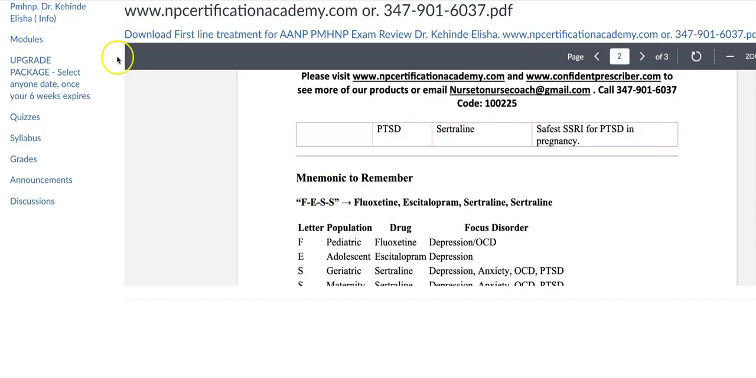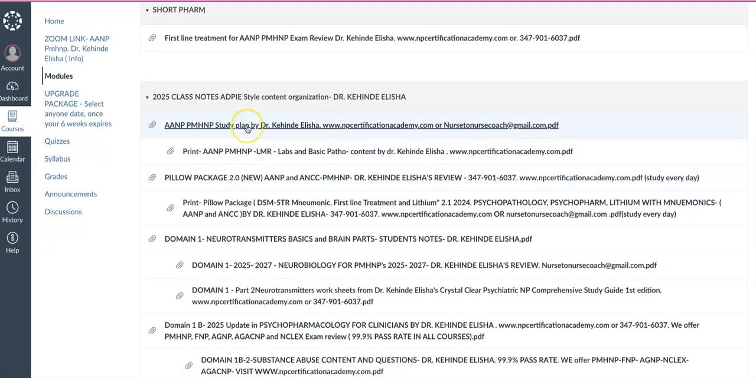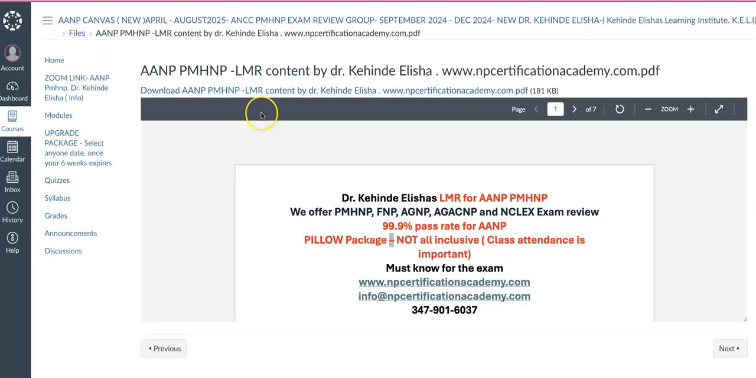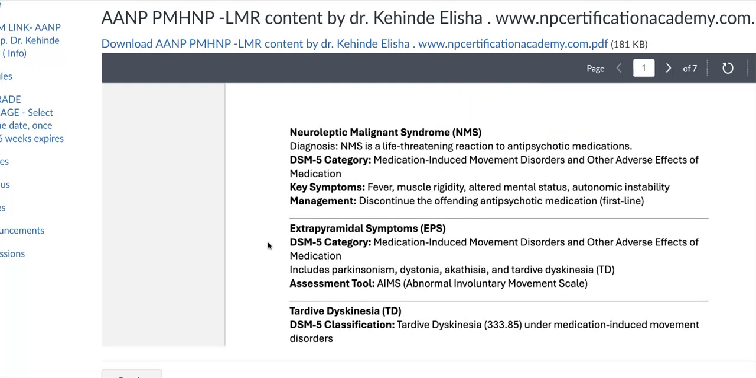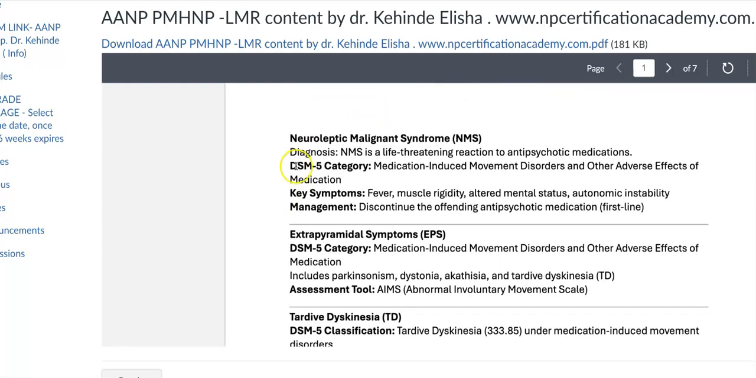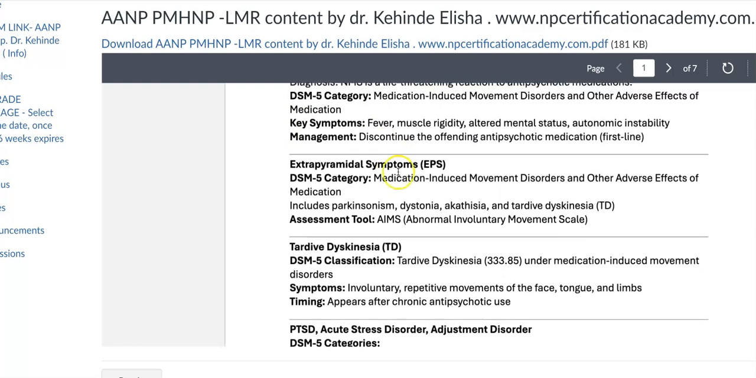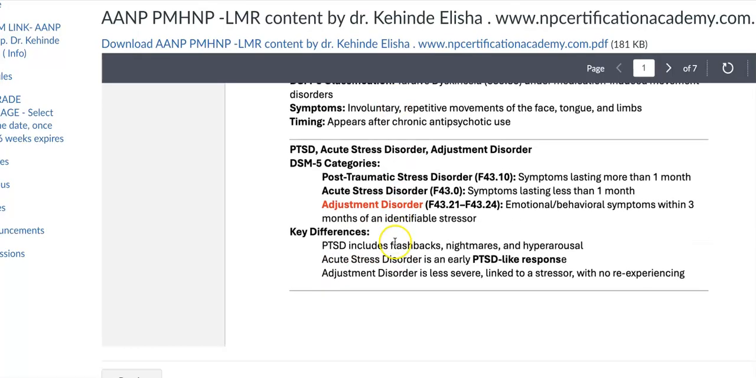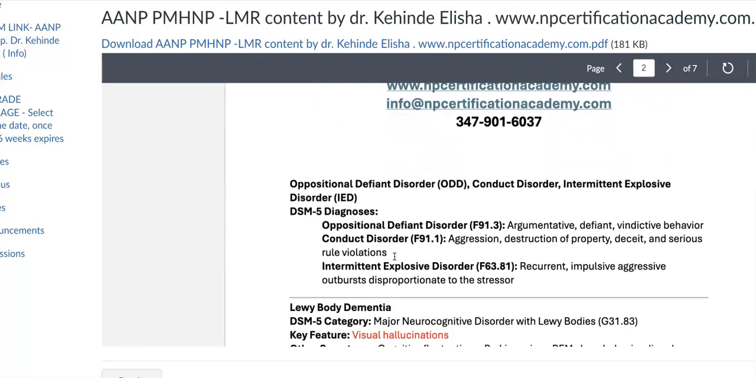Okay, we're gonna move back now and go to the next content. The next content says study plan. We know what that looks like. This one says print LMR. It says for you to print it. Why is it LMR? Because NMS will be in your exam, extrapyramidal side effects will be in your exam, tardive dyskinesia, and so on and so forth.